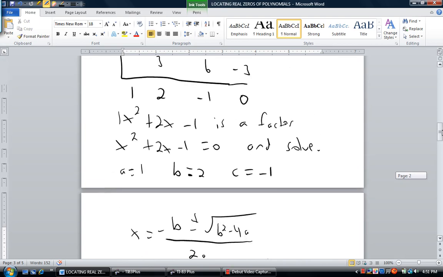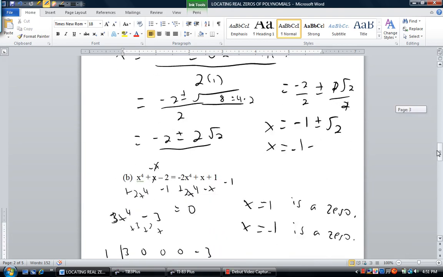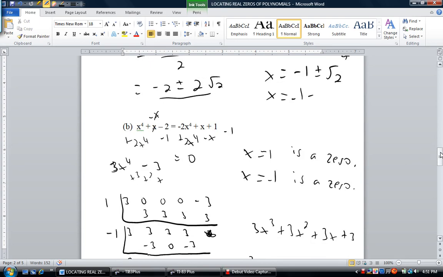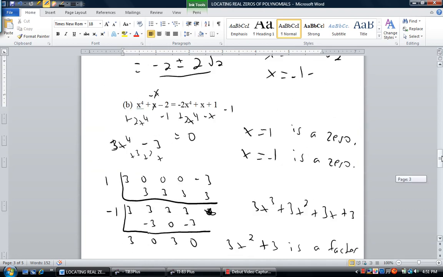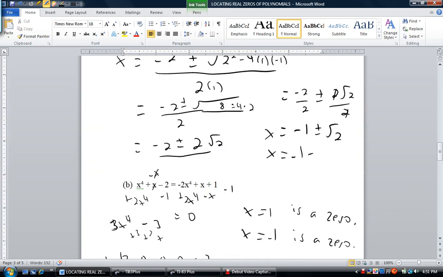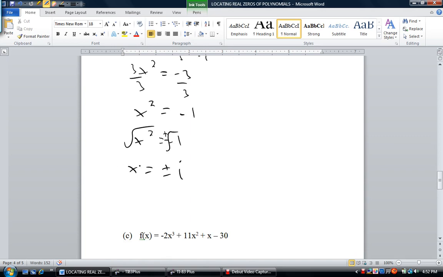If the question were to find only the real zeros, this one says find all the exact zeros, but if the question were to find only the real zeros, then our only real zeros are 1 and negative 1. But when it says to find all of them, we gotta go on and find the other 2 because we know from x to the 4th that there are 4 zeros. 4 zeros. So there's 2, 1, 2, and here's the other 2, plus i, minus i.